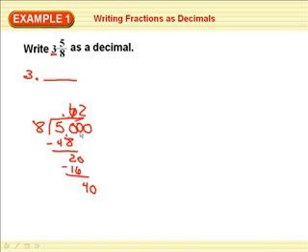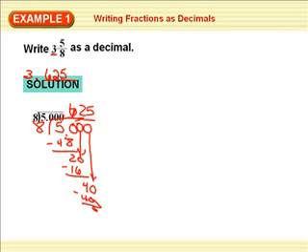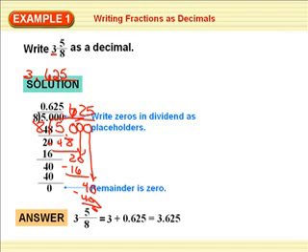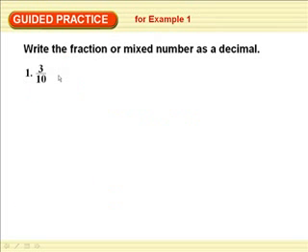Remember, I brought this one down here. This is the one I just added. And 8 goes into 40 5 times exact. So we end up with 0, and we're done. So we attach that to the end of this number, and that decimal is 3 and 625 thousandths. Now they may do it a little different. Let's see if they do or not. Nope, they did it the same, and attached it to the 3. There we go. So the guided practice: write the fraction or the mixed number as a decimal.